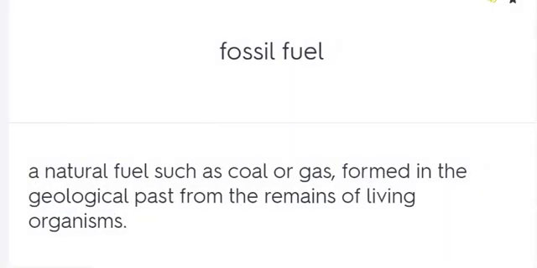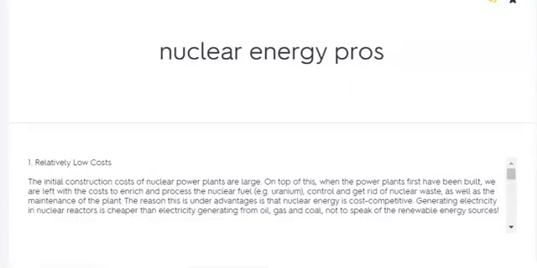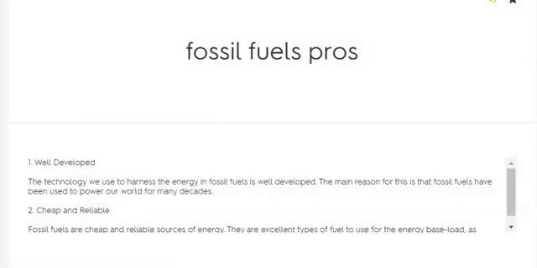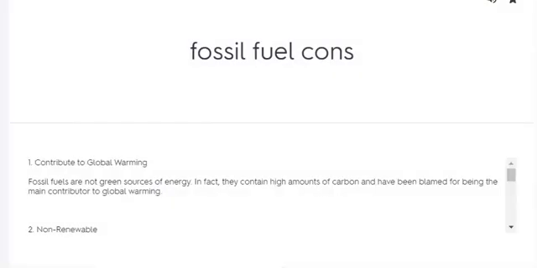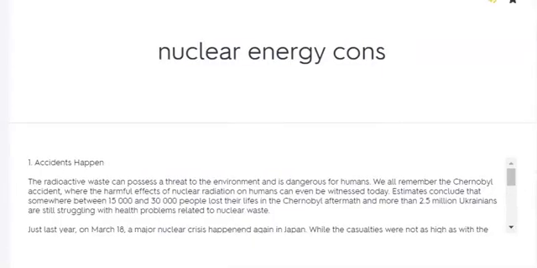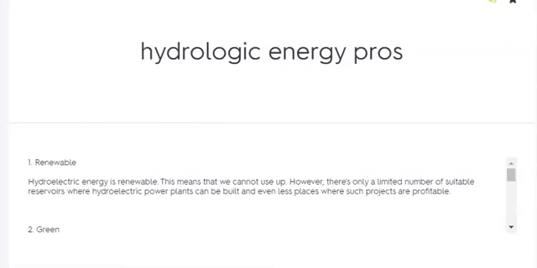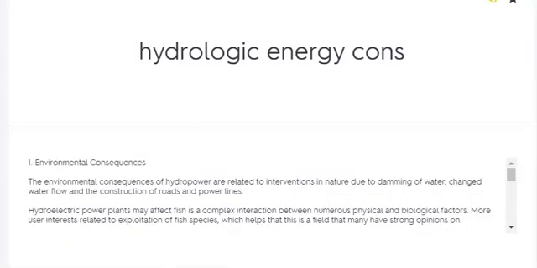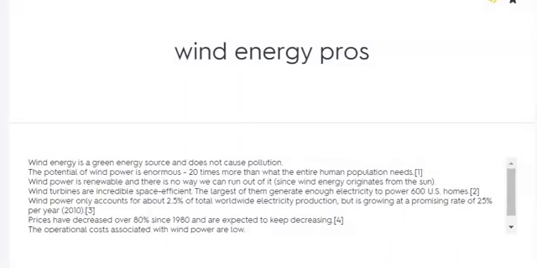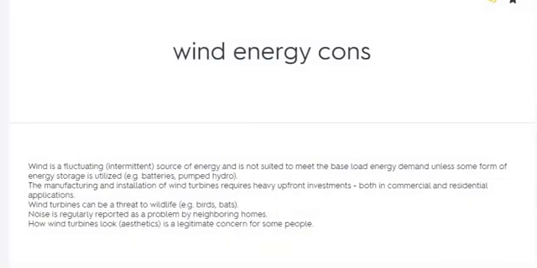Fossil fuel: a natural fuel such as coal or gas, formed in the geological past from the remains of living organisms. Nuclear energy pros. Fossil fuels pros. Fossil fuel cons. Nuclear energy cons. Hydrologic energy pros. Hydrologic energy cons. Wind energy pros. Wind energy cons.